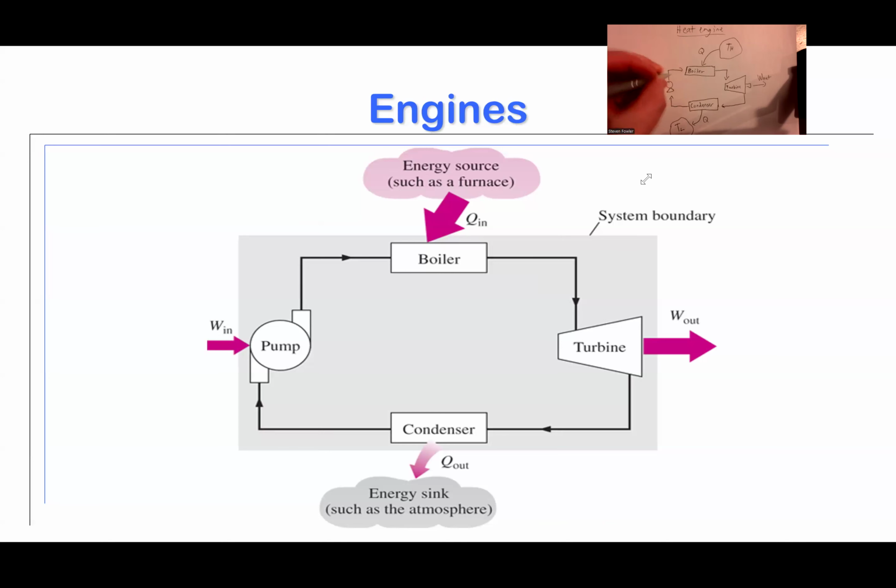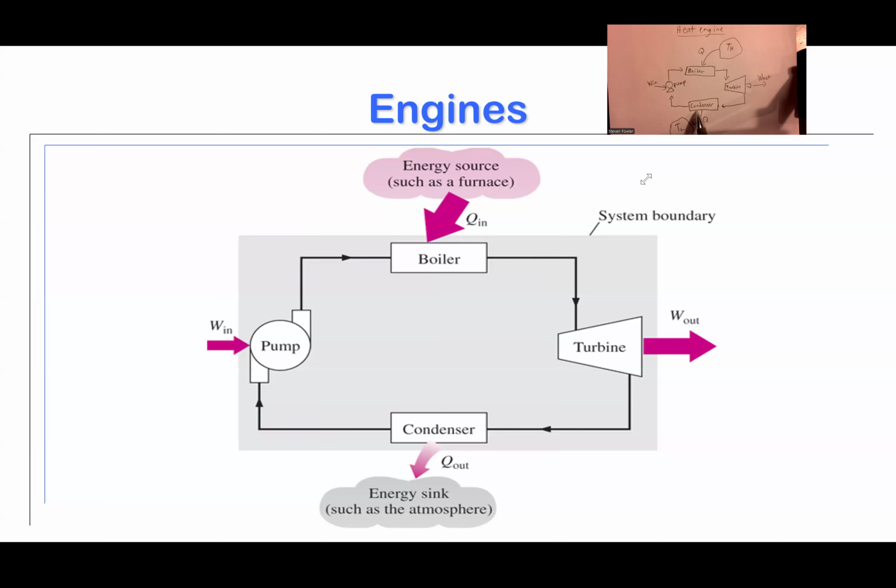So what I need to do is I need a pump. I need some sort of device that if I put a little bit of work in, I can get high pressure. I need high pressure liquid going into the boiler, and it's going to boil it all off, and I get high pressure steam coming out of the boiler. So I need high pressure going into the boiler. And how do I do that?